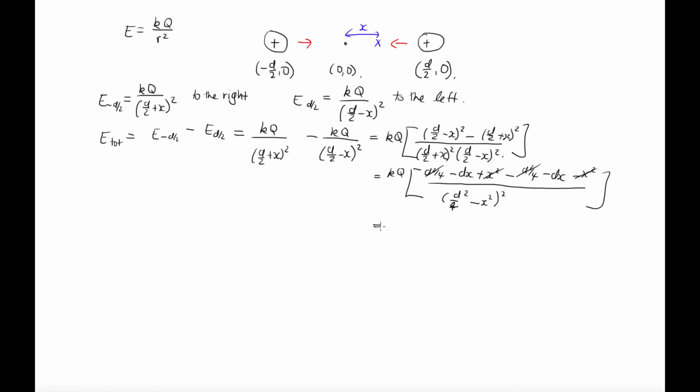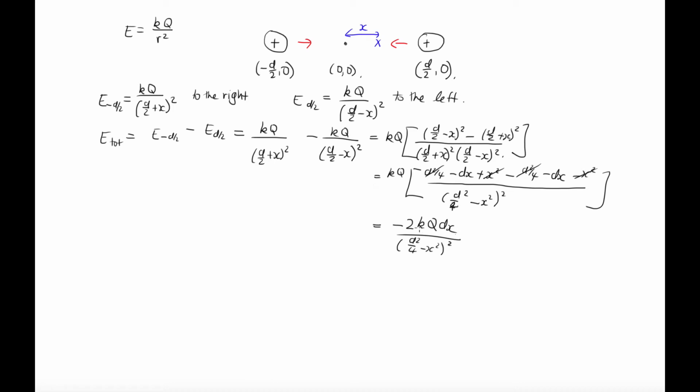Okay, and then we've got our factor of kq, and we've got minus dx minus dx. So that's minus 2dx times kq. So kq dx divided by (d squared on 4 minus x squared) squared.